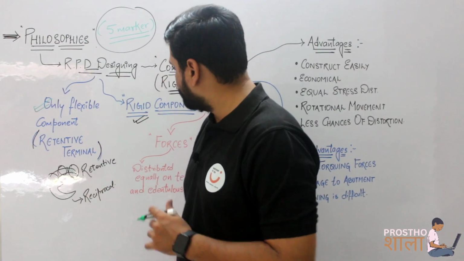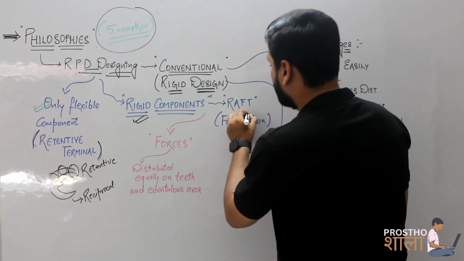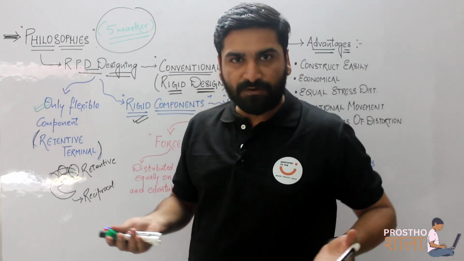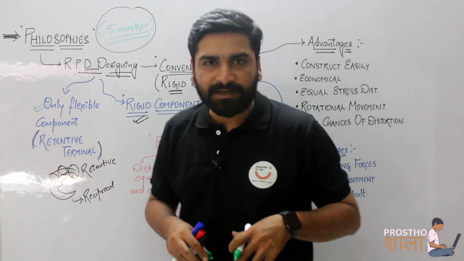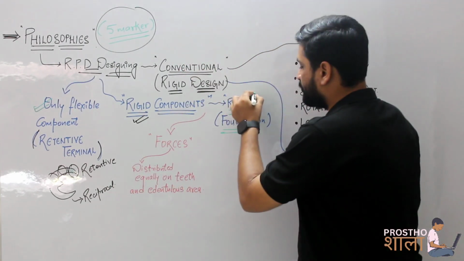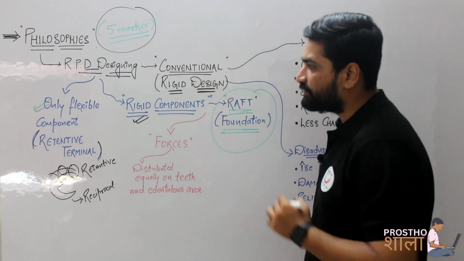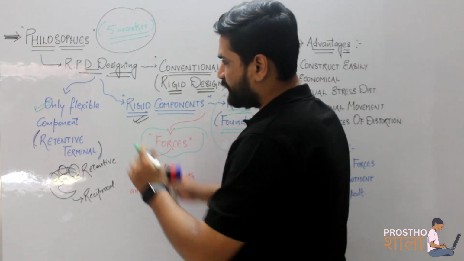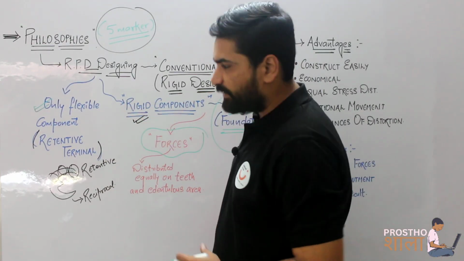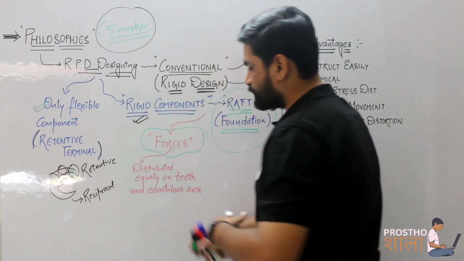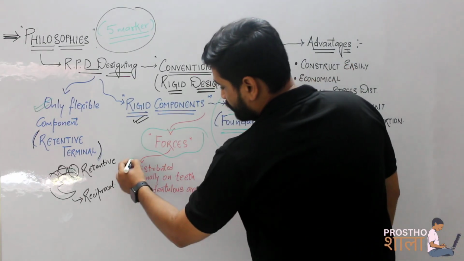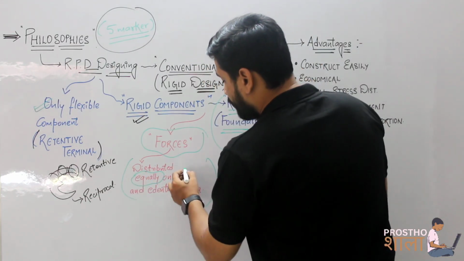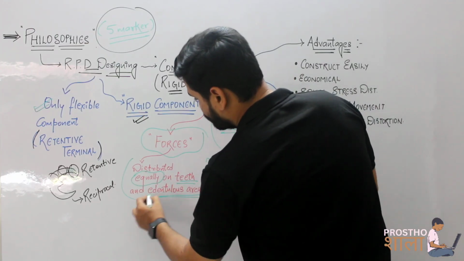Coming on to the rigid components, when the components are rigid, they act like a raft, that is a strong foundation on which the parts of RPD as well as the missing teeth are going to be placed. So the rigid components act like a raft foundation, and all the forces which are generated by the teeth, the other components of RPD, that is during the functional procedures or the functional movements carried out by the patient, all those forces are going to be distributed equally. Remember the term equally among the teeth as well as the edentulous area.